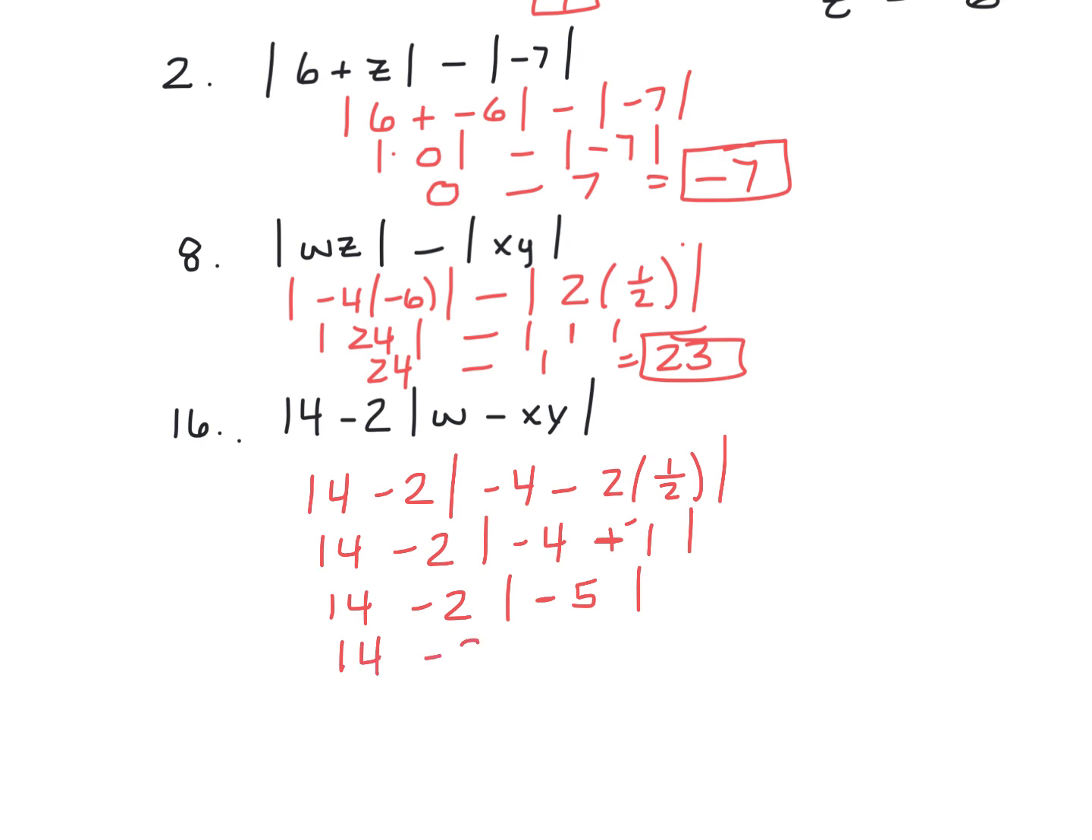And then I would do the absolute value. Absolute value of -5 is a +5, because that is the distance from 0. That's going to change to parentheses now because I'm now multiplying. I would then do that multiplication first. 2 times 5 is 10, and then 14 minus 10 is 4. So this is how you would evaluate expressions using absolute value, thinking of it as grouping symbols and parentheses.